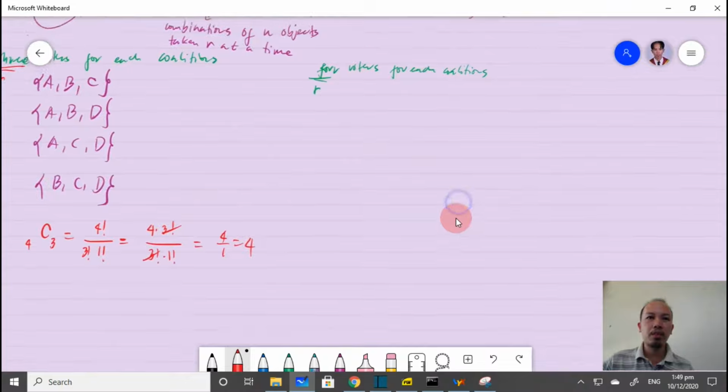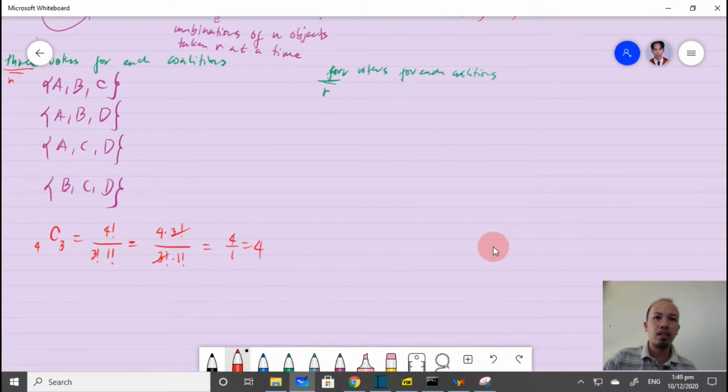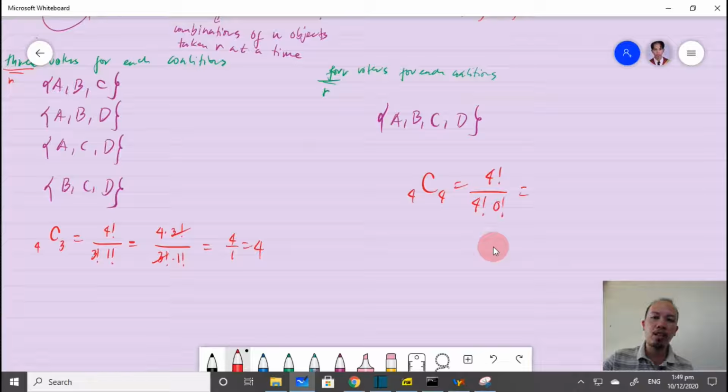How about the last one? I know that there is only one coalition consisting of 4 voters. But if you compute the combinations, 4 taken 4 is 4 factorial over 4 factorial times 4 minus 4, which is 0 factorial. 0 factorial is 1, so this cancels out, and this is 1. So we are correct.